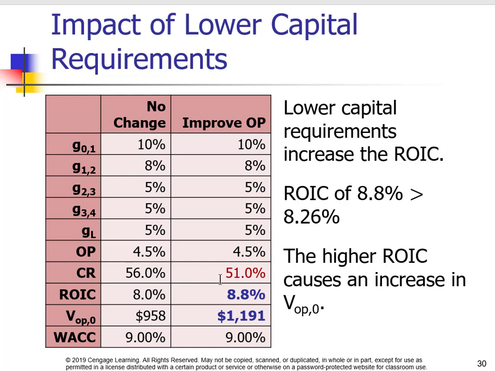Now, this is a pretty substantial drop. 5% is a pretty big drop in capital requirements. But again, we could actually, in Excel, do some what if questions, right? What if we wanted to understand, if we wanted to get a return on invested capital of 8.26%, what is the lowest that the capital requirement could go to get us there?